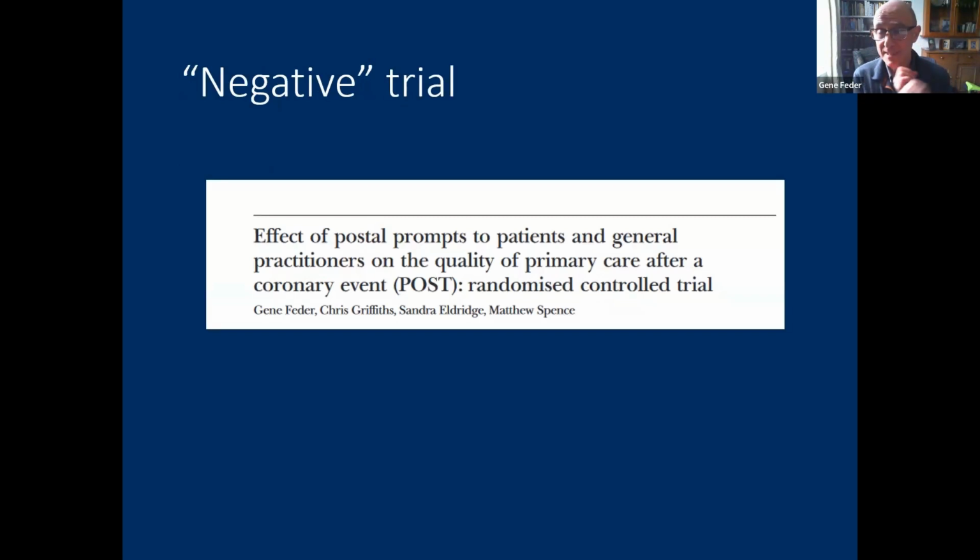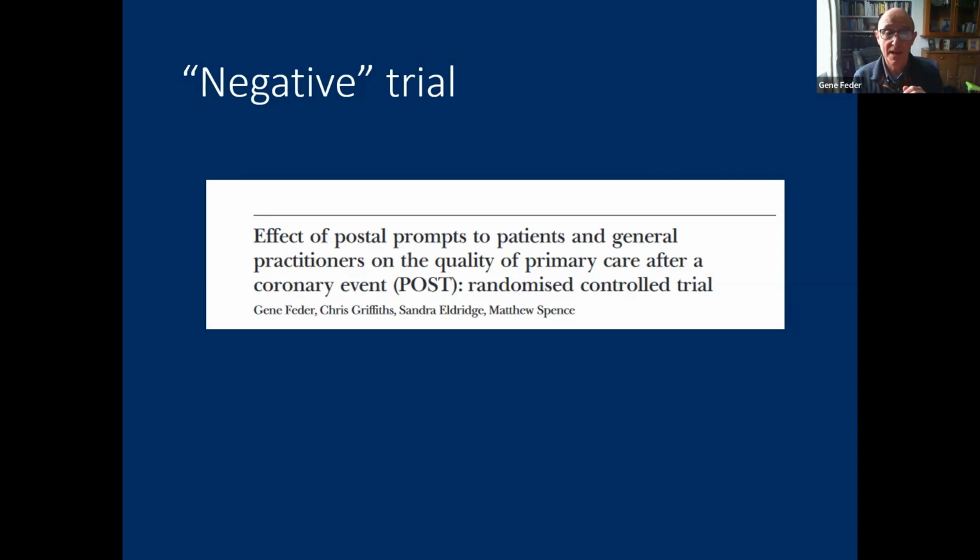The example I want to give of the mistake is that we did a trial of postal prompts to patients and their GPs. These were post-MI patients. We wanted to see if using postal prompts would get the GPs to engage more with secondary prevention, and if the patient knew that was something expected of the GP, whether they would also prompt it, even if the GP didn't invite them back. I think we've got a lot better within general practice in reviewing our post-MI patients and making sure they're on secondary prevention. That wasn't the case in the mid-90s.